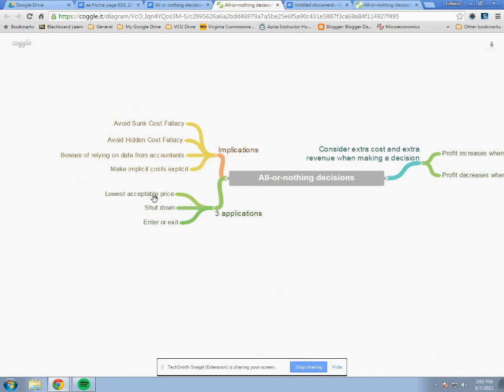Three applications are what to do in a negotiation over price. The lowest acceptable price in a negotiation is the average avoidable cost.